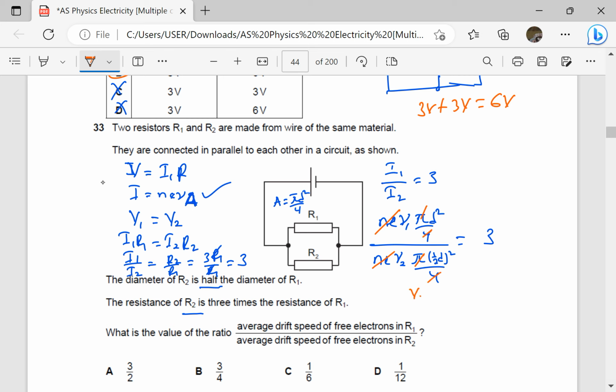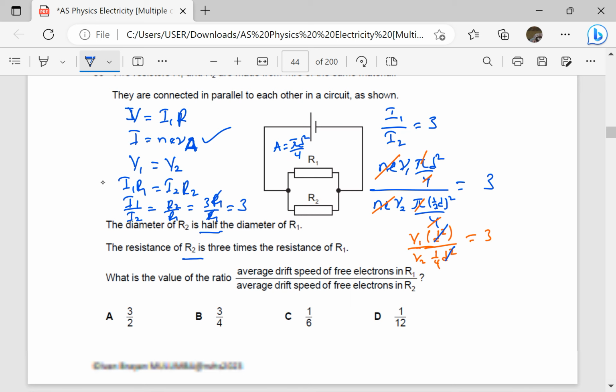So I remain with V1 over V2. In the numerator I also have d squared. In the denominator I have a half d squared, which is a quarter. A quarter d squared should be equal to 3. So d squared has also cancelled out. So I now multiply both sides by a quarter. So it means V1 over V2 is equal to 3 times a quarter. So this gives us 3 over 4.